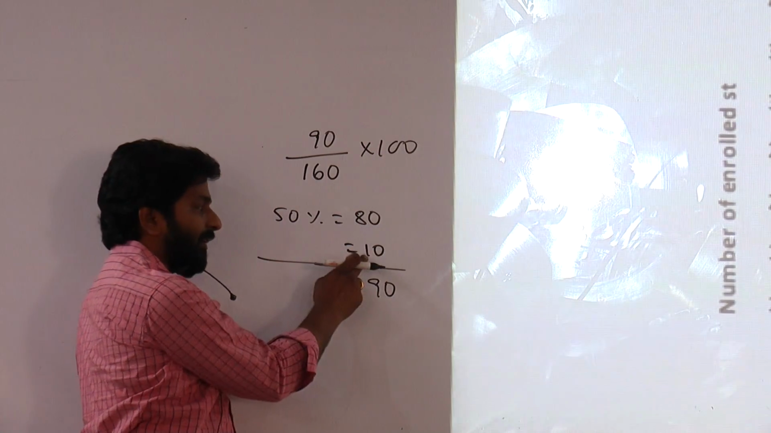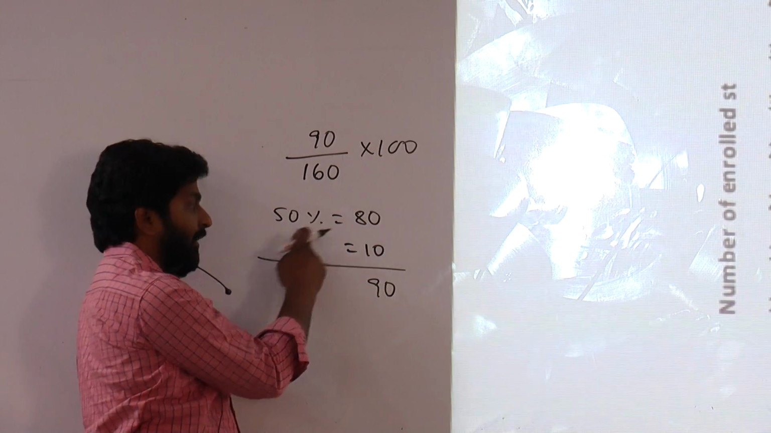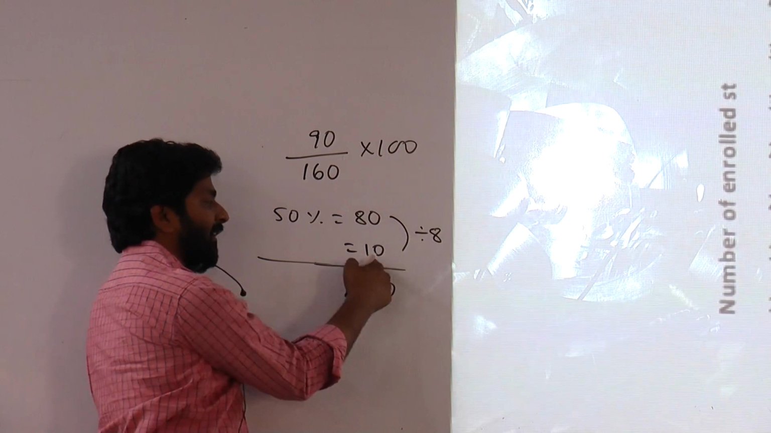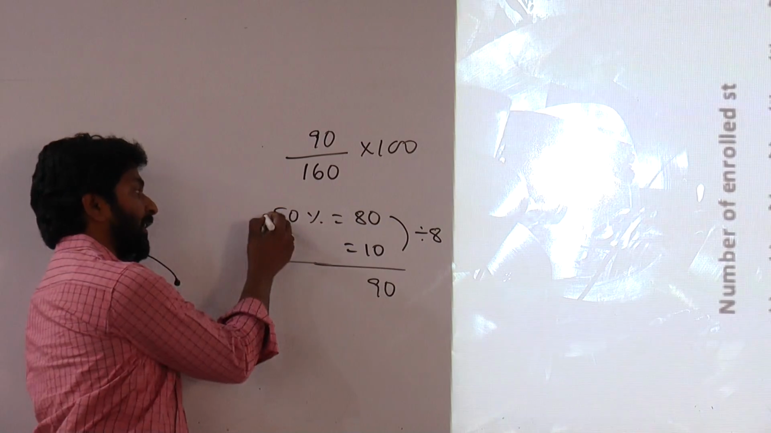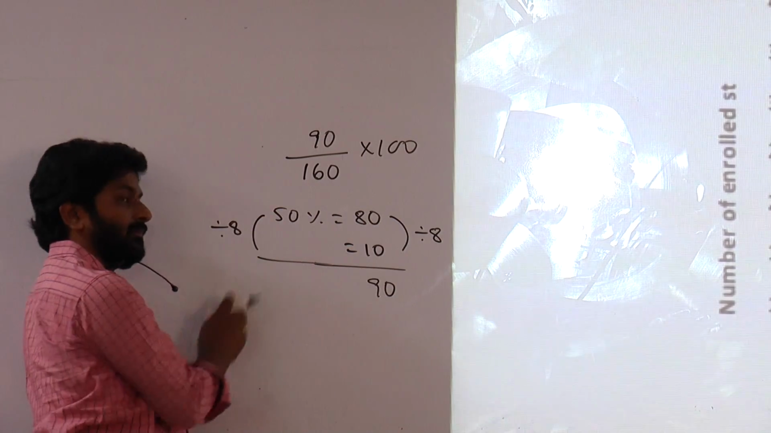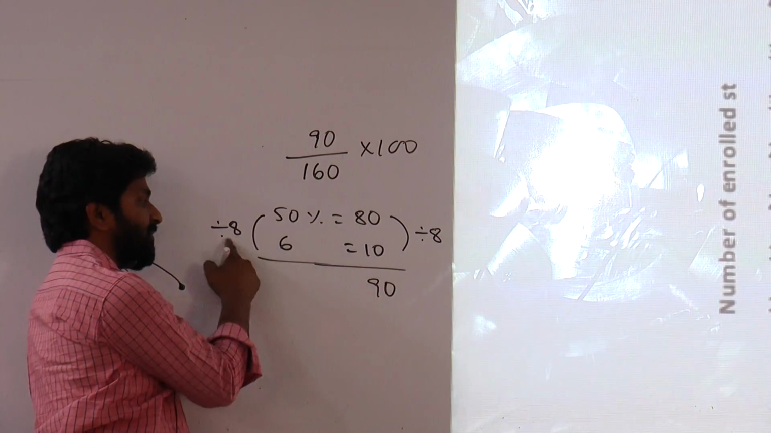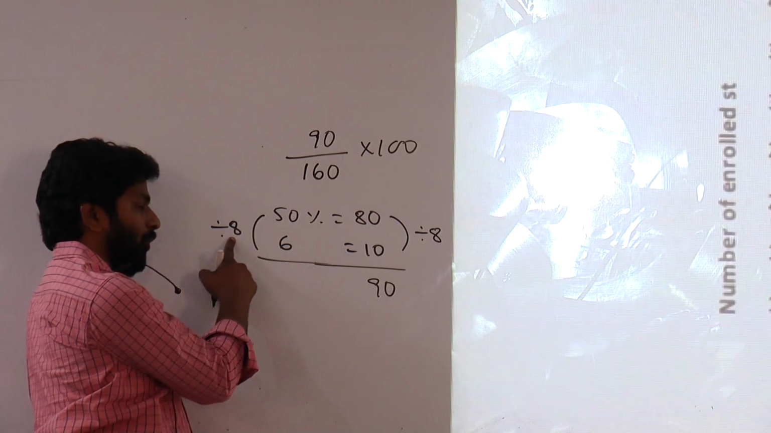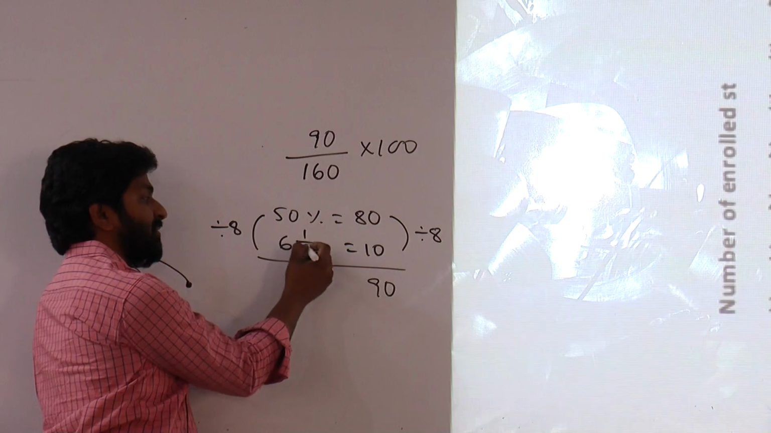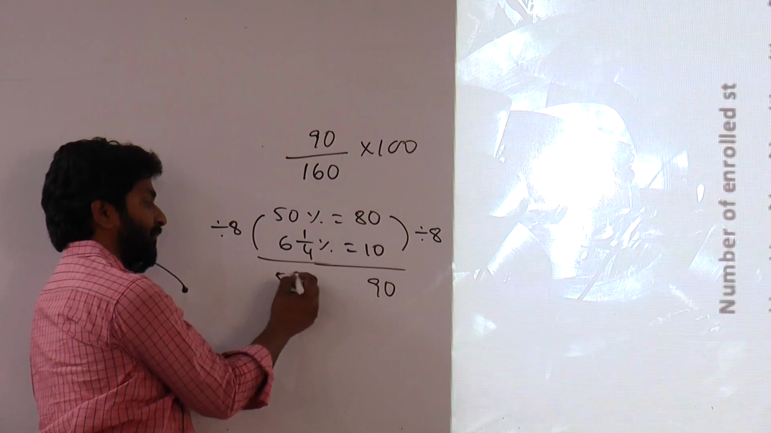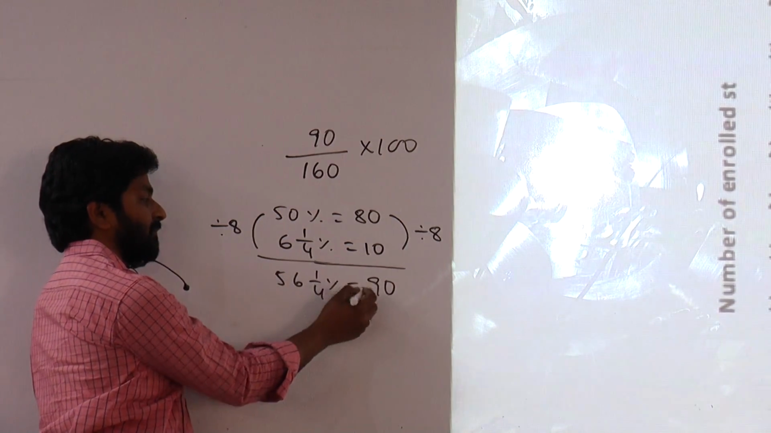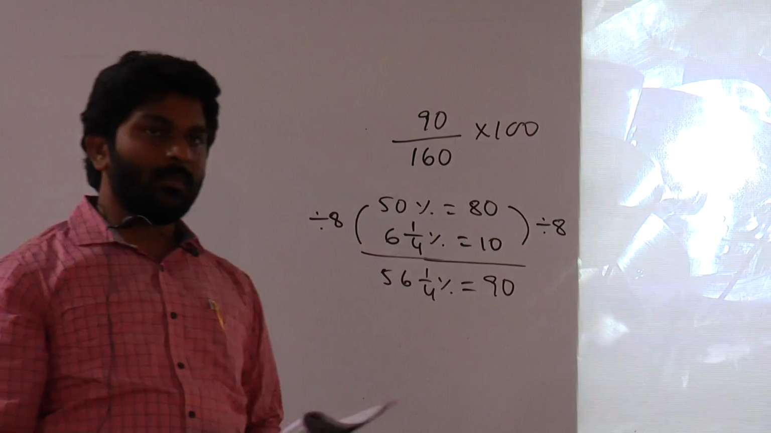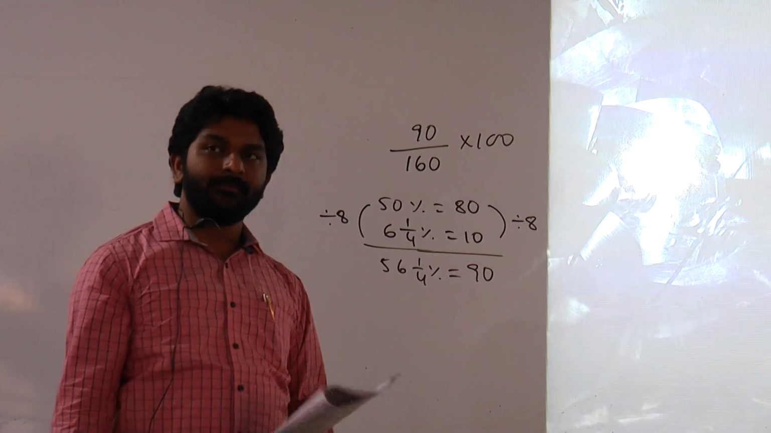Now you need to identify 10 forms what percent here. Using 80, if you divide 80 by 8, then you will get 10. Divide 50 by 8. 6 times 8 is 48 and then 2 remainder. 2 by 8 is 1 by 4. So 56 1 by 4 percent is the answer, 56.25.